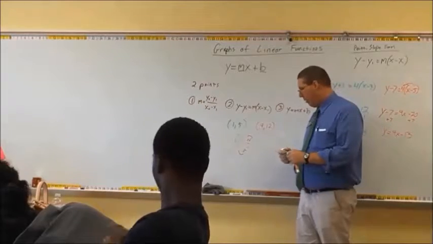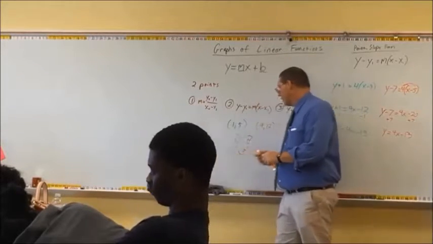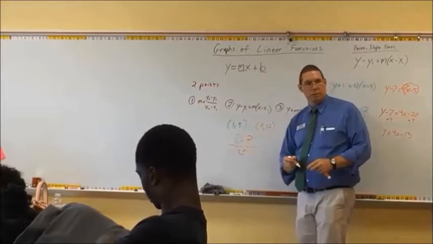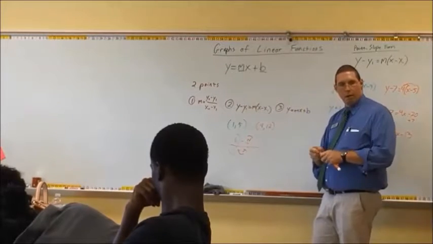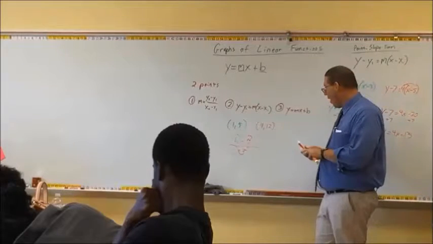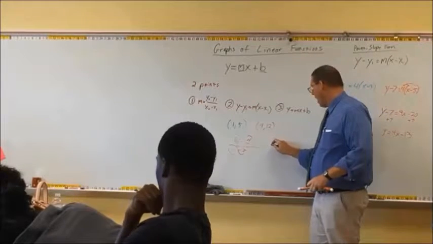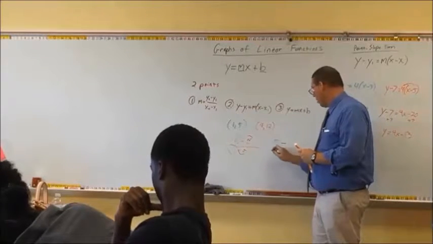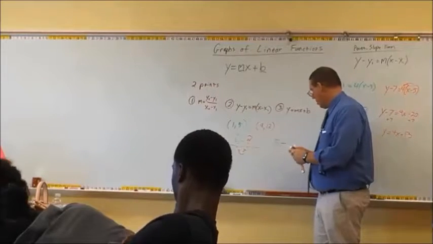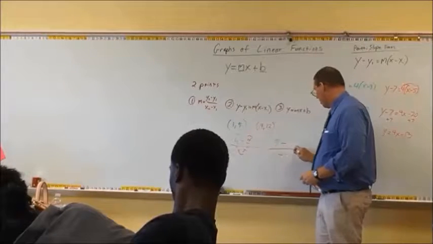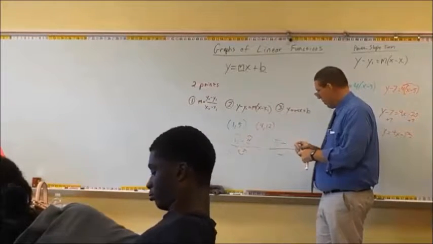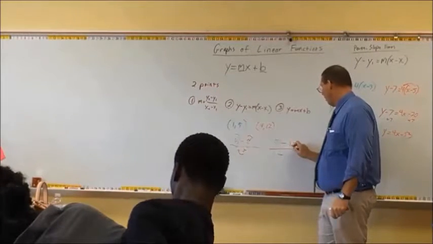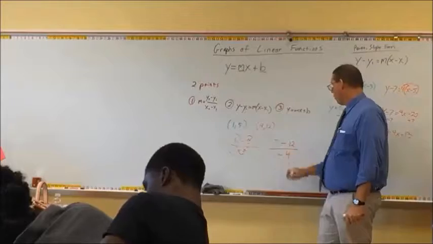Well, watch what I'm going to do now. I'm going to put a fraction line in here, and I'm going to put in some subtraction symbols. You see it? And now it's 5 minus 12, and on the bottom, 1 minus 4.